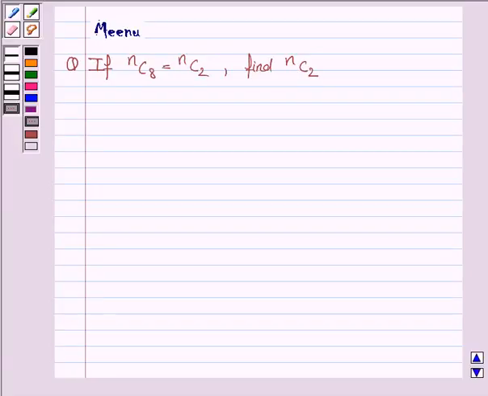Hello friends, let's solve the following question. It says, if nC8 is equal to nC2, find nC2. Let us first understand the formula to solve this question.